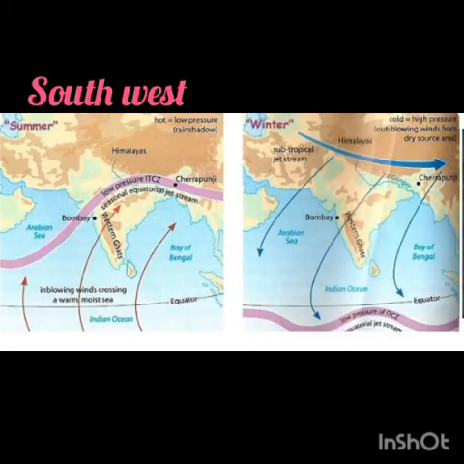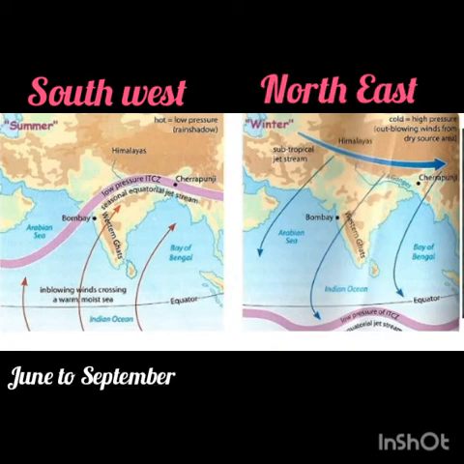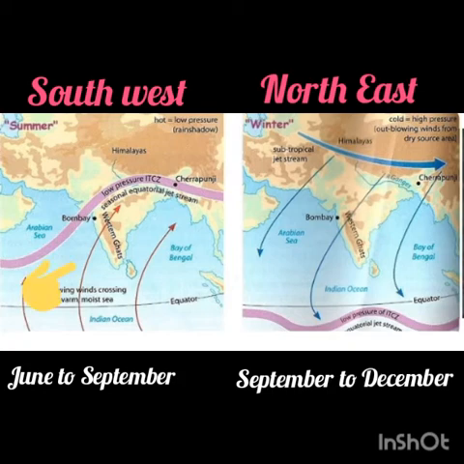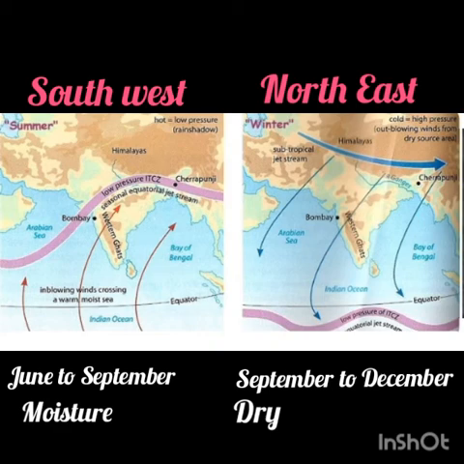So we can see in short that the southwest monsoon winds blow from June to September, whereas the northeast monsoon winds blow from September to December. The southwest monsoon winds blow from the southwest towards the Indian subcontinent, and the northeast monsoon winds blow from the Indian subcontinent towards the equator. The southwest winds are full of moisture, whereas the northeast winds are dry.